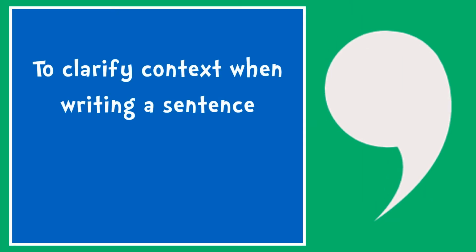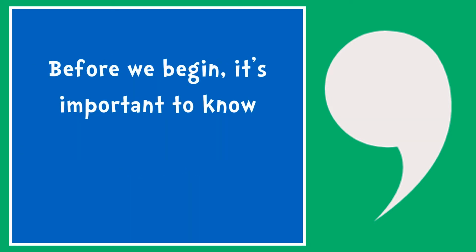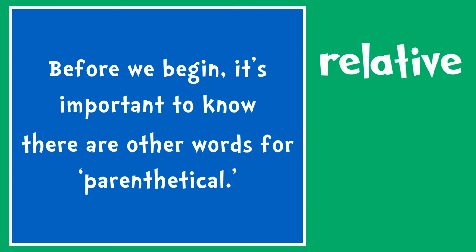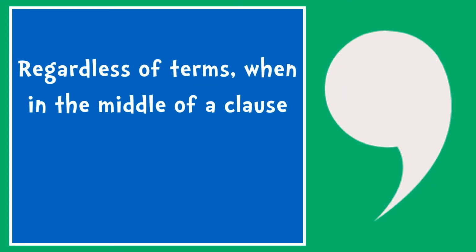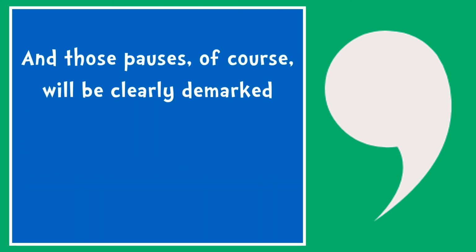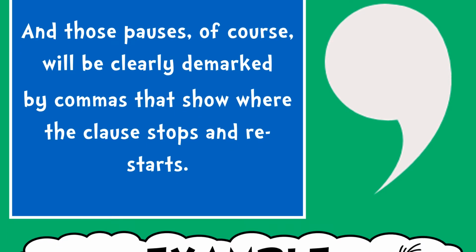To clarify context when writing a sentence, you can add parenthetical elements. But before we begin, it's important to know that there are other words for parenthetical, such as relative and non-essential. Regardless of terms, when in the middle of a clause, such elements are opened and closed with a pause. And those pauses, of course, will be clearly demarked by commas that show where the clause stops and restarts.